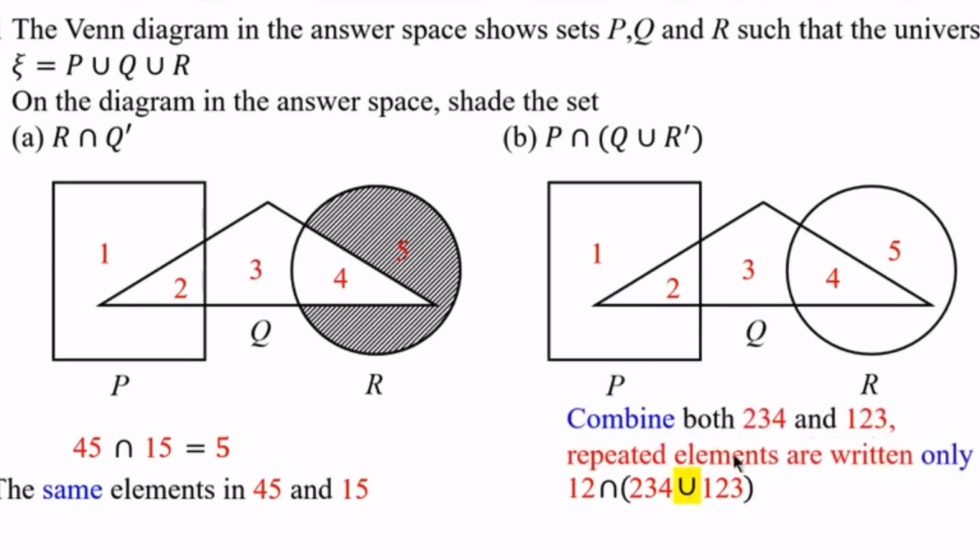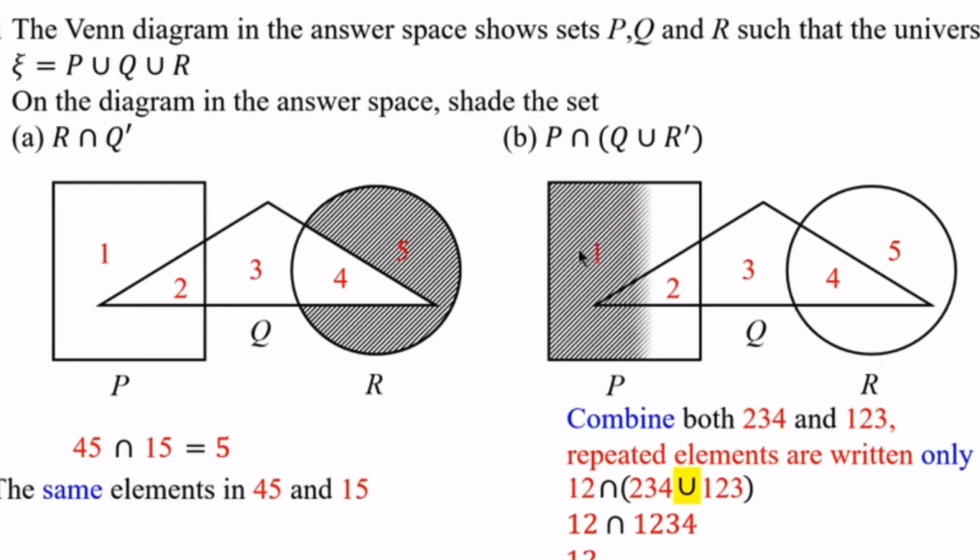So for union, we'll consider all the elements, and if the elements repeat, we can only write once. If repeating, we will write once only. So we have 1, 2, 3 and 4. We consider all the elements. If repeating, we consider once. So that means we have 1, 2, 3, 4 for Q union R prime.